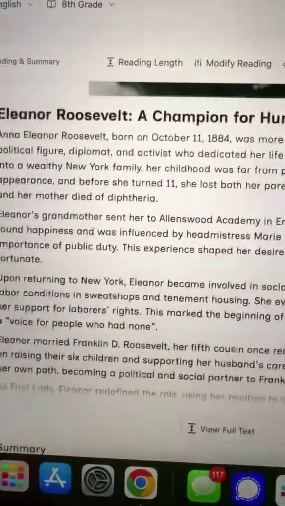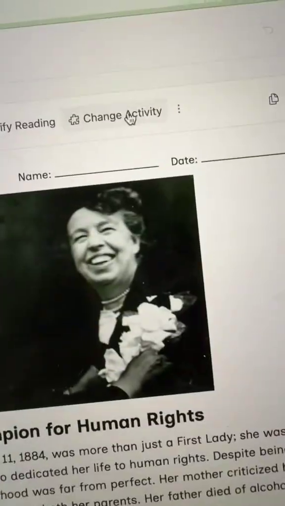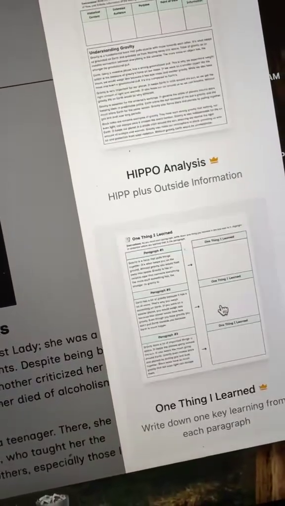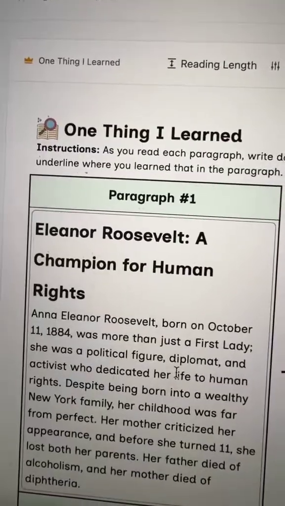And this is what that original reading looked like. I used Diffit, I went to change activity, and I searched for the one thing I learned graphic organizer to make this one work, and then just made a few edits.